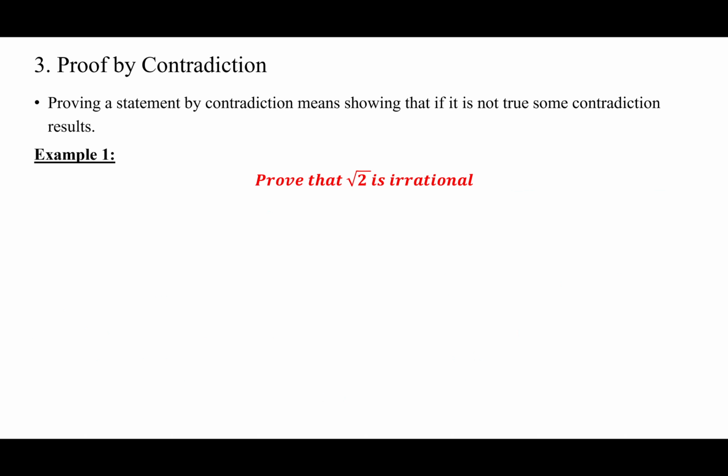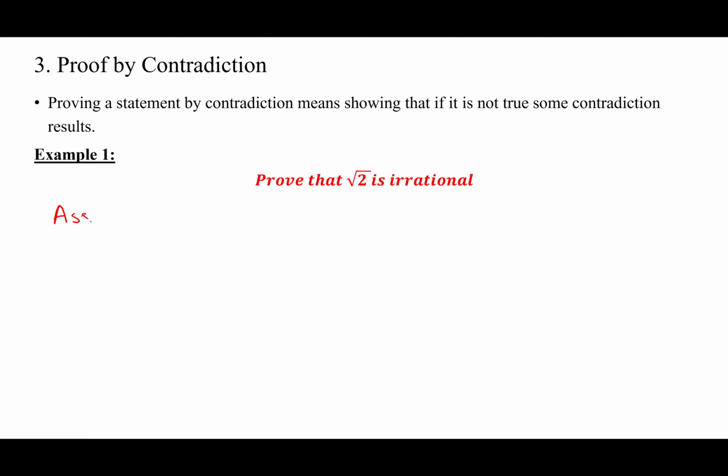The next one, the proof by contradiction. Proving the statement by contradiction means showing that if it is not true, some contradiction results. So here we want to prove root 2 is irrational. To prove this by contradiction, we have to assume that the given statement is wrong. So that means we have to assume root 2 is rational.